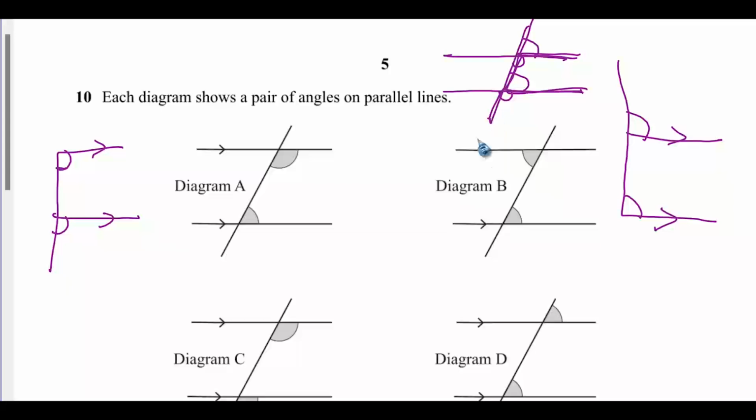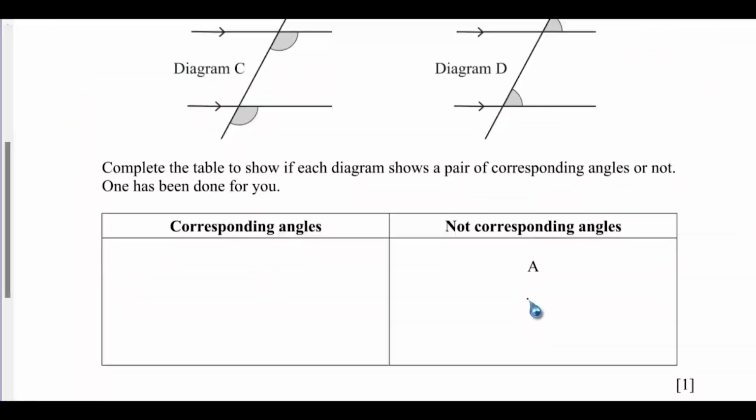Okay, so for part B, it is obvious that it is not correct. The two angles are not corresponding angles because they are not in the same position. So we just write letter B here.